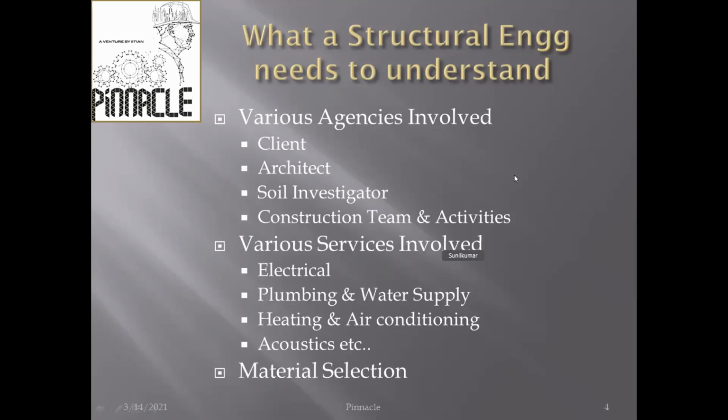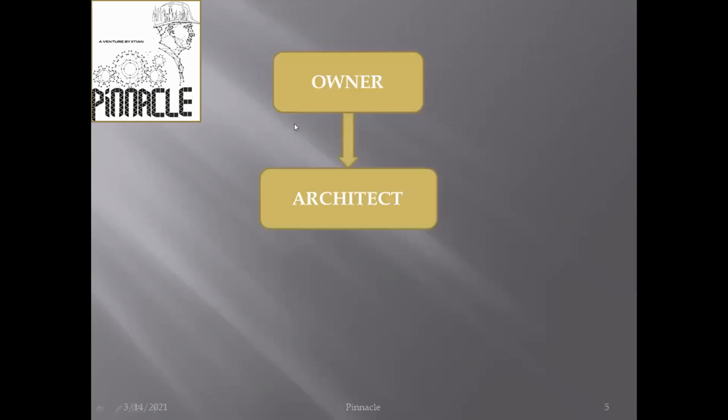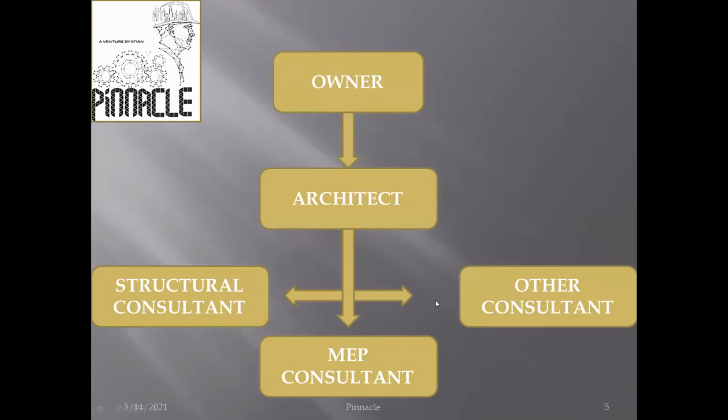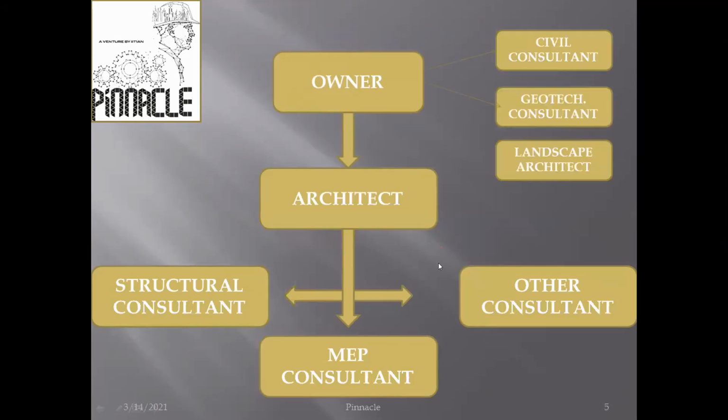Okay, material selection. The owner will contact the architect. The architect will contact the structure consultant, MEP consultant, and other consultants. Also, the owner will consult the civil consultant, geotech consultant, and landscape consultant. They will also contact the architect, because on the basis of the landscape, civil, and geotech, the architect will give the design, and for that design, the structural engineer has to provide the structural details.